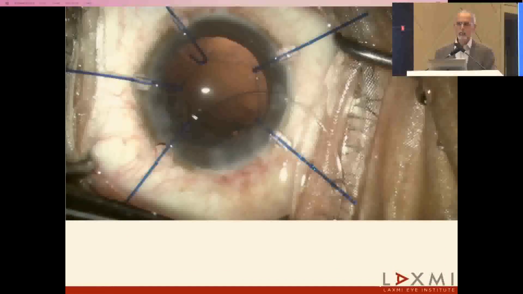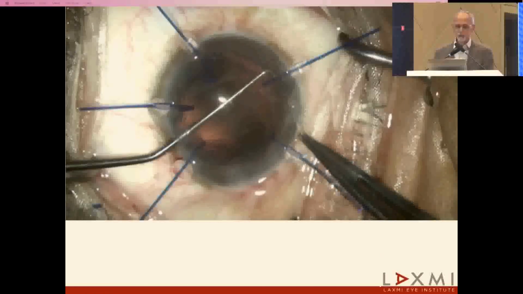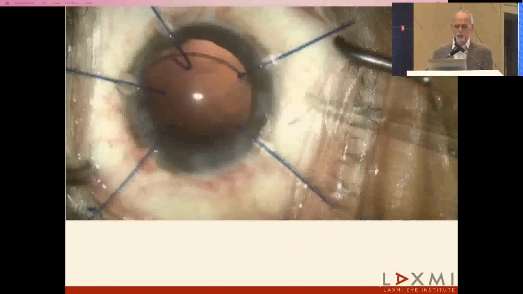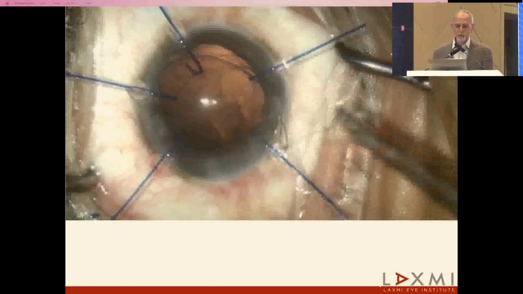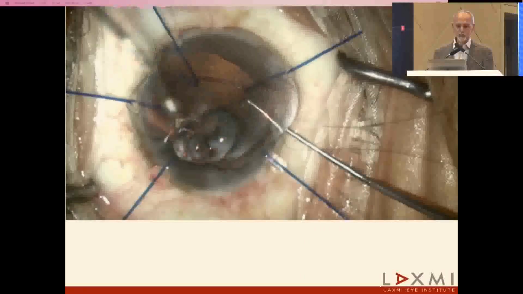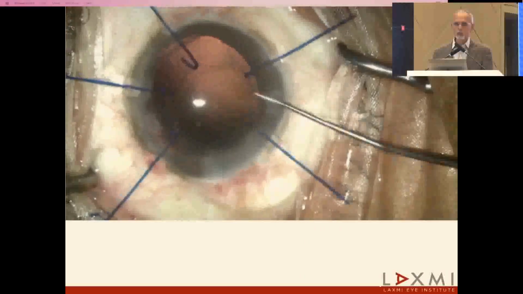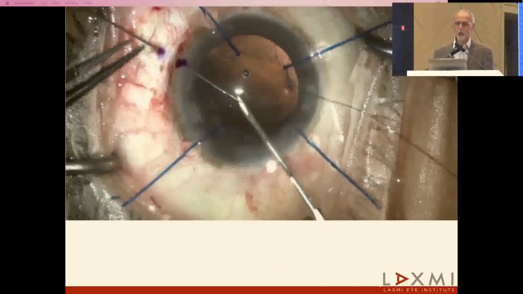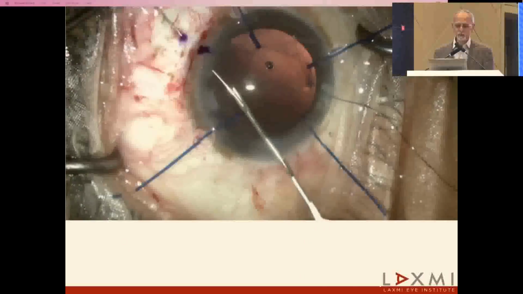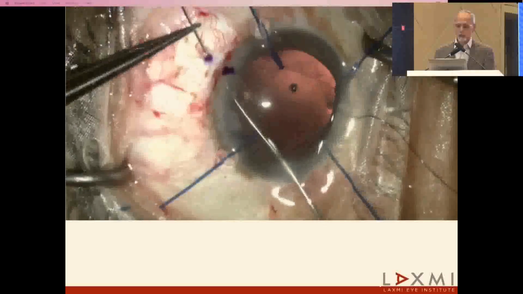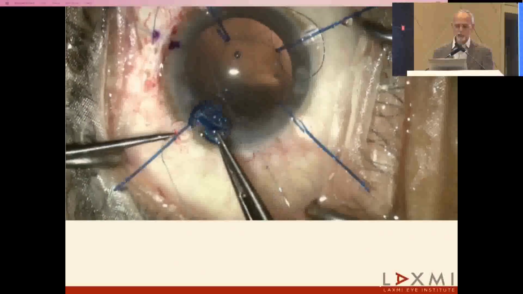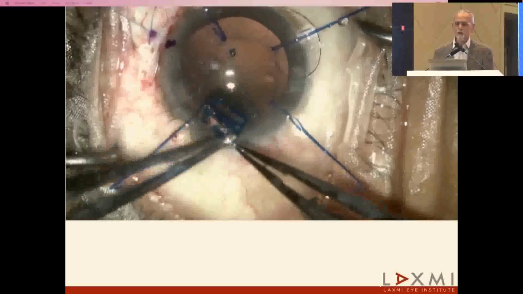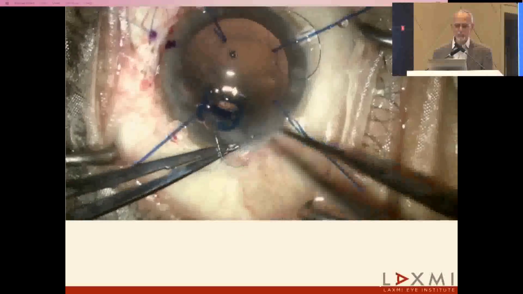Another way of salvaging an extremely deficient zonular structure is to use a sutured endocapsular ring. Before you place it, you have multiple iris hooks which are holding on to the bag. Once this endocapsular ring is placed and the bag is expanded 360 degrees, you have to fix the bag before the lens is placed in.